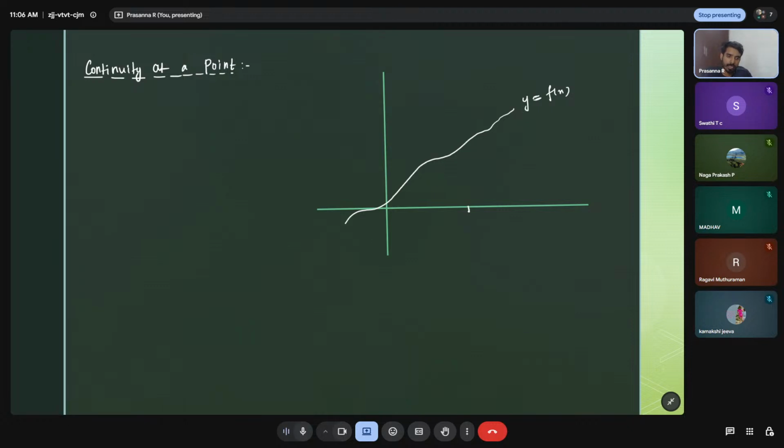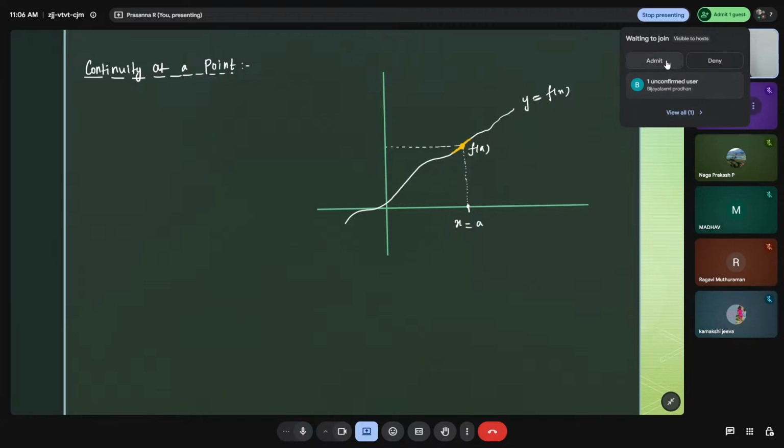Now I'm going to check whether, at x is equal to a, let us take a point a, the function is continuous or not. This value is my function value, which is nothing but f of a. Now I'm asking whether the function is continuous at x is equal to a. That means if I can pass through the neighborhood of this region without lifting the hand, then we say the function is continuous at that point, right?